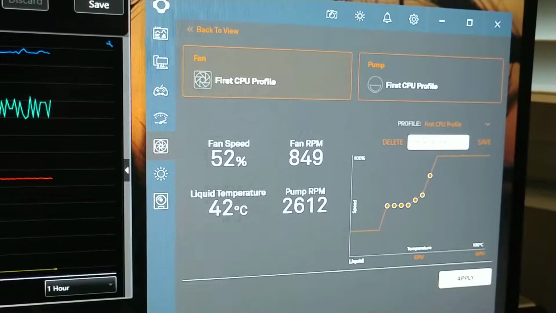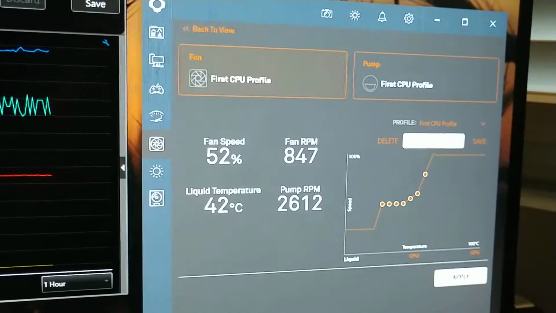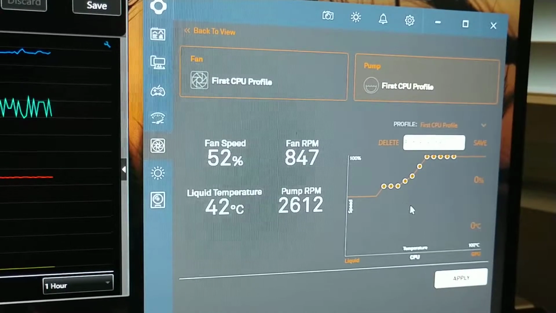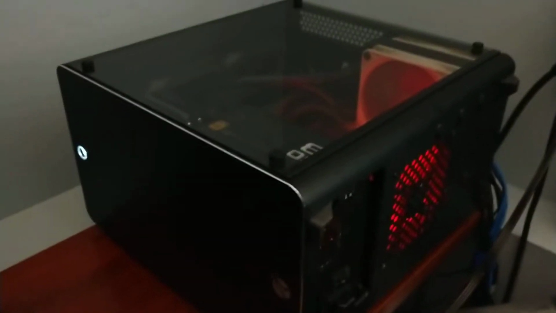Liquid temps have come up about, maybe 5C. I mean, even the pump profile that I have hasn't really kicked in yet. We're still pretty low on that. But the system lives just behind my monitor, just one of the reasons I want it to be as quiet as possible.